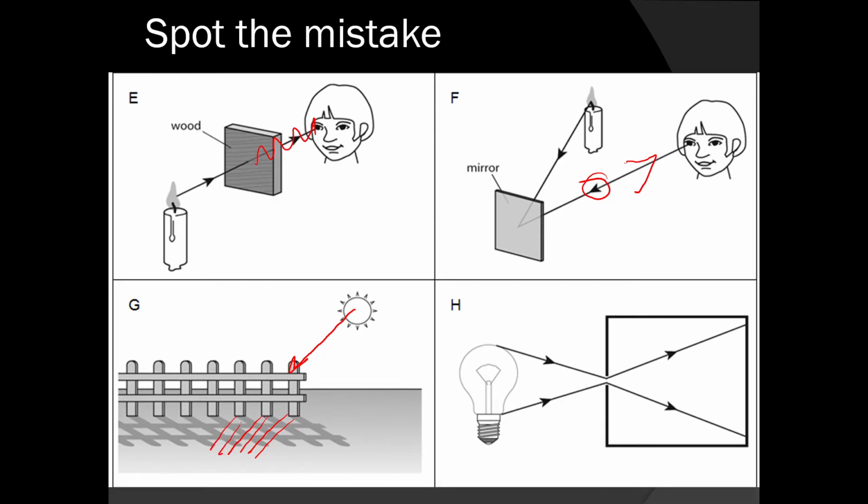And lastly, with H, light does not bend. So this light ray coming down here would continue to travel this way down here. And this light ray here would continue to travel that way there. They wouldn't bend round the corner.